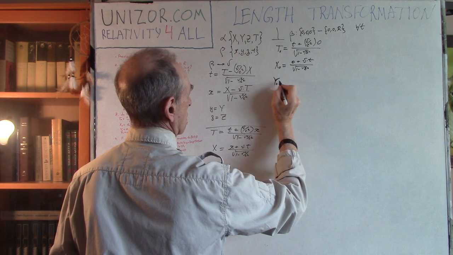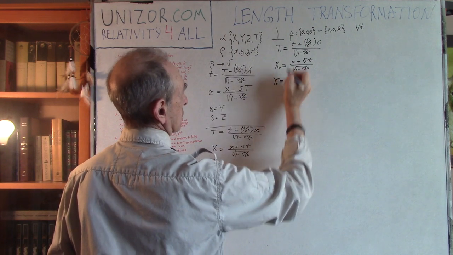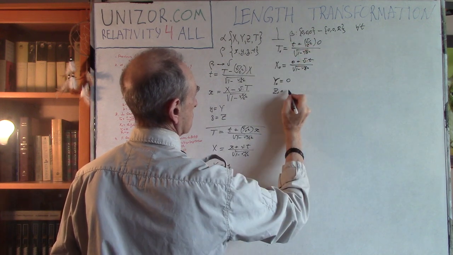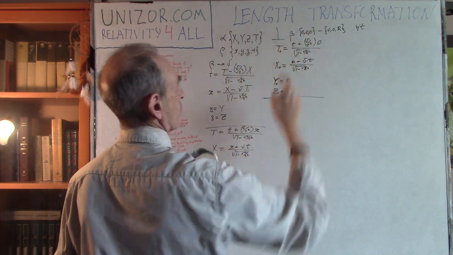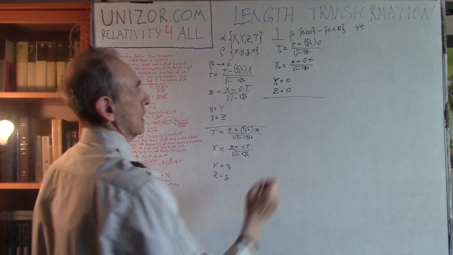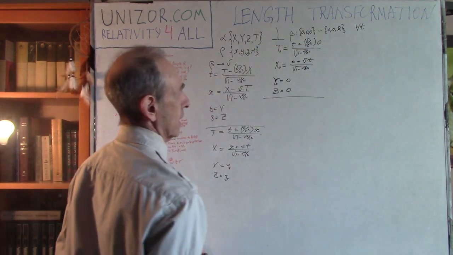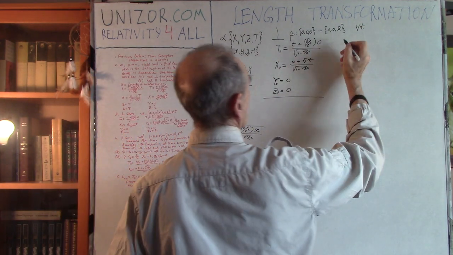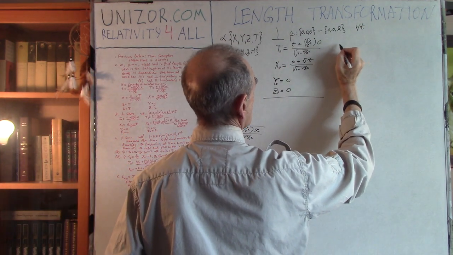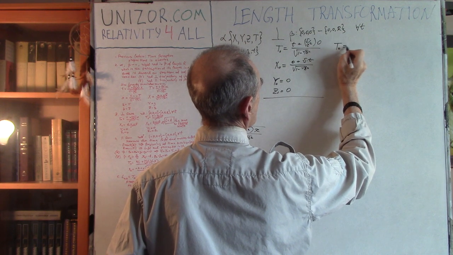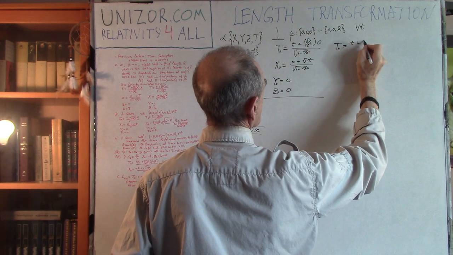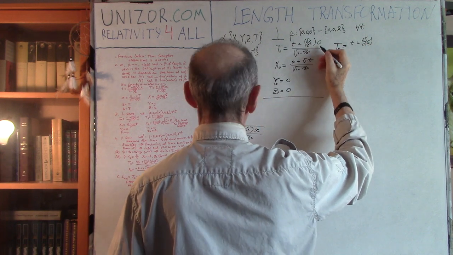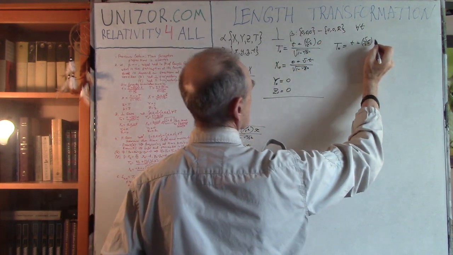Y would be equal to lowercase y, which is 0, and z would be equal to lowercase z, which is 0. So these are the coordinates of this point. Now, how about the coordinates of the other end of the rod? All right, so t would be t plus v divided by c squared, times x. X is still 0, so it's still 0 here.